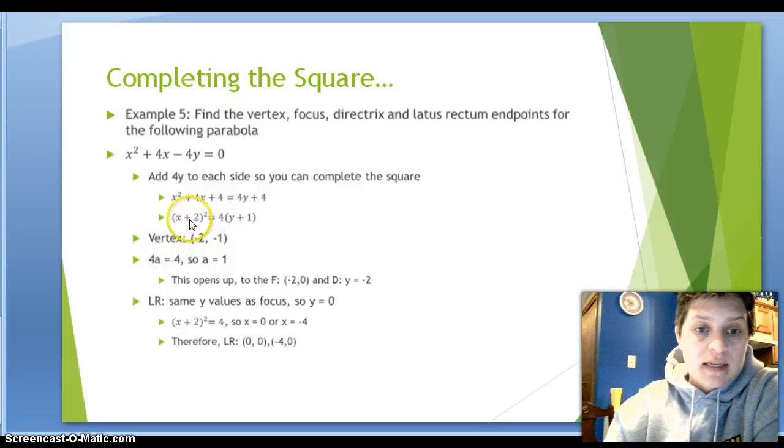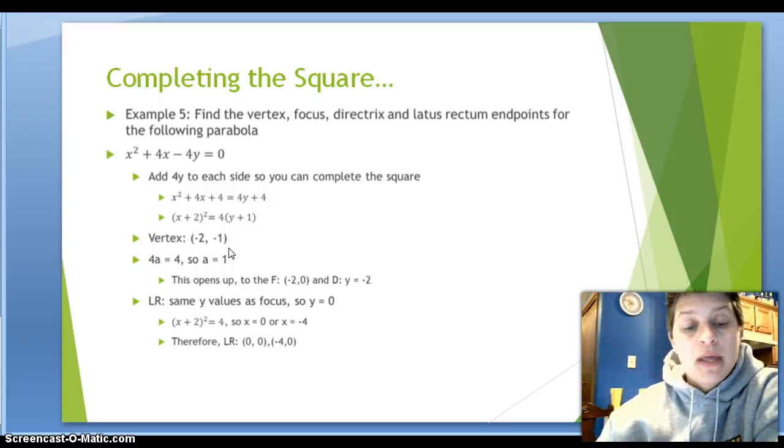That allows us to find our vertex. We know our vertex is (h, k), so we have (-2, -1). If you look at the 4 out in front of the y plus 1, we know that 4a equals that number, and therefore a is 1. We know it opens up because it's a positive x squared term. So if you have the vertex at (-2, -1) and you know the focus is inside, you go 1 unit up to get the focus at (-2, 0), and 1 unit down to get your directrix of y = -2.